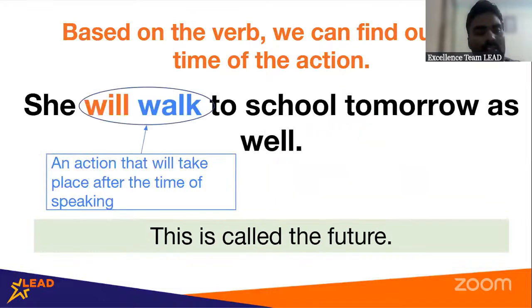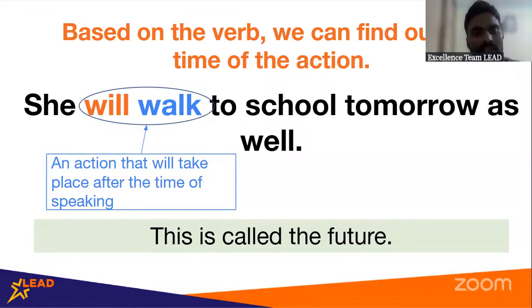Next, similarly, she will walk. Look at what is given here, tomorrow. Tomorrow is what? Future, right? As you have rightly said, tomorrow is future. And for tomorrow, what verb form are we using? Will walk. So will walk is what? An action that will take place after the time of speaking. Now while we are speaking, tomorrow or in the future, which is yet to happen, is a future action. So will with some verb form will always signify an action that is taking place in future. So this is called future, right?